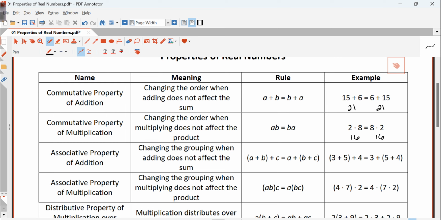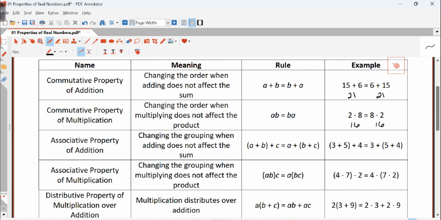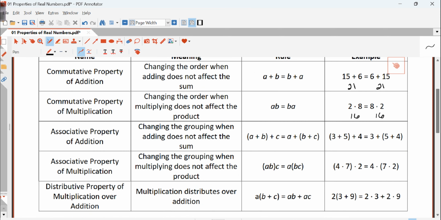The next two are the associative properties. We have one for addition and one for multiplication. And what this says is if we change the grouping when adding or multiplying, it does not affect the sum. So if I have first in parentheses a plus b, then I add c, it's the same as if I were to add b and c first and then add in a. So we can check that with our example. So 3 plus 5 would be 8. If I add that to 4, I'll get 12. If I look at the other side of the equation, 5 plus 4 would go first, which is 9, and 3 plus 9 is 12.